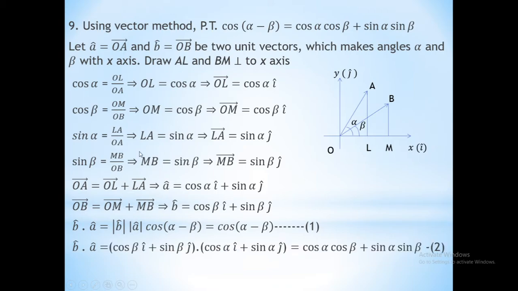Now find the same dot product using the formula. So what is B cap? B cap is this, isn't it? So that value is written here, dot A cap. What is A cap? This is A cap, and that value is also put here.